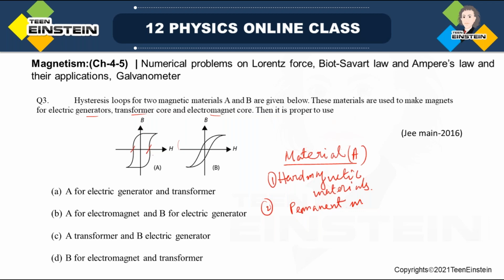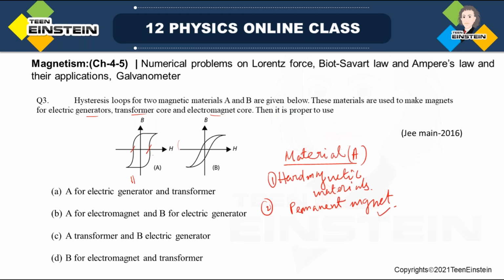So wherever a hard material or permanent magnet is needed, we can use material A. So option A, electric generator, is fine. But for a transformer you need soft magnetic material. A is called hard magnetic material because coercivity is more.